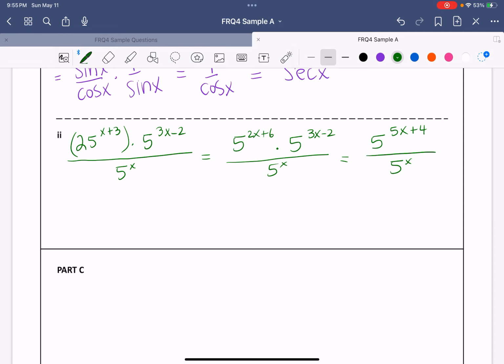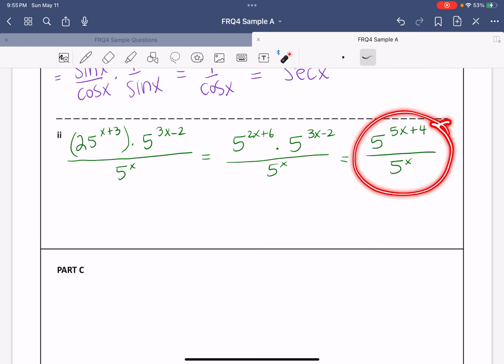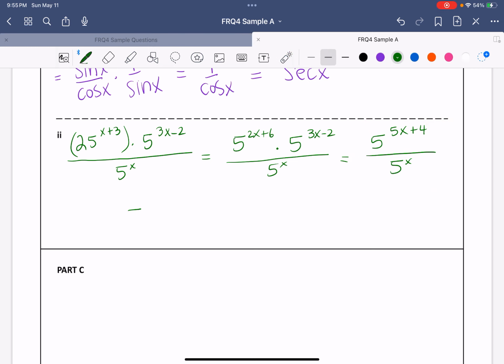But that is the last thing that I need to simplify. Now I'm dividing. When I'm dividing, I subtract exponents. But we're going to do like terms. So I have a 5x and an x. So that's going to become a 4x. And then the constant is just going to stay a 4.